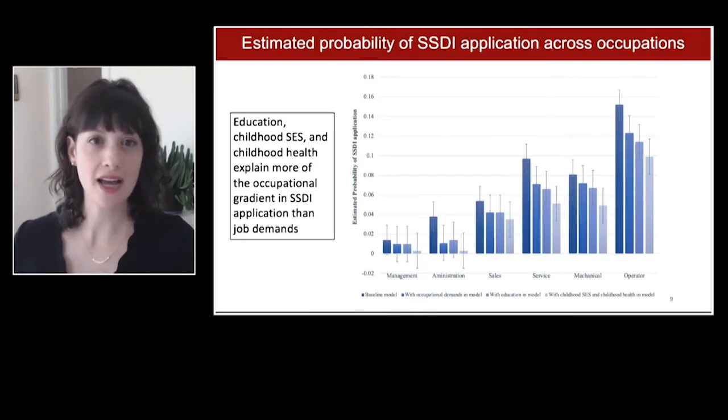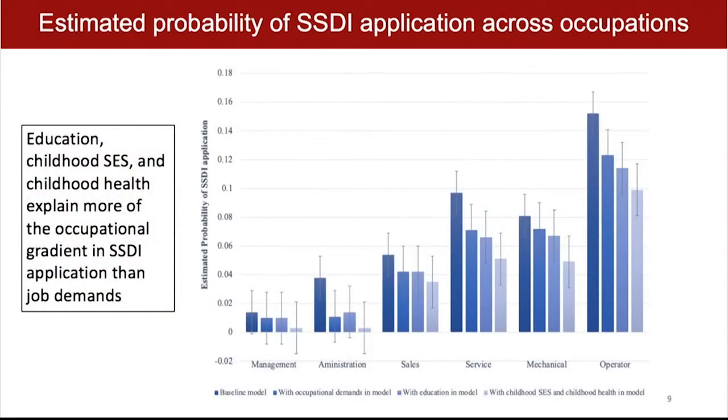So this is our first results slide. Here you're seeing the estimated probability of SSDI application across occupations. Each bar represents coefficients from models that regress DI application on fixed effects for occupation. And the omitted category here is professional. So on the x-axis, we have the different occupational categories, and on the y-axis, we have the estimated probability of DI application. The darkest bar here is our baseline model, and then the bars get progressively lighter as we add more variables to the regression model.